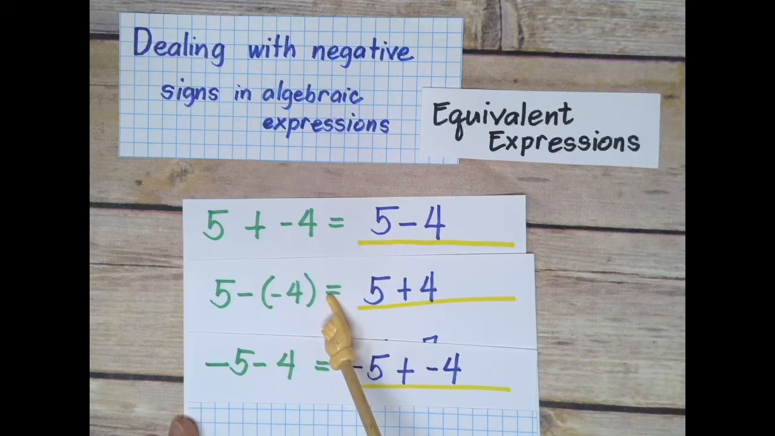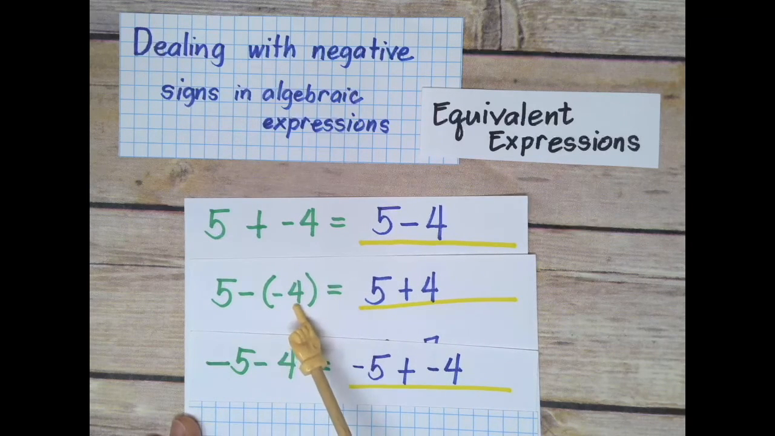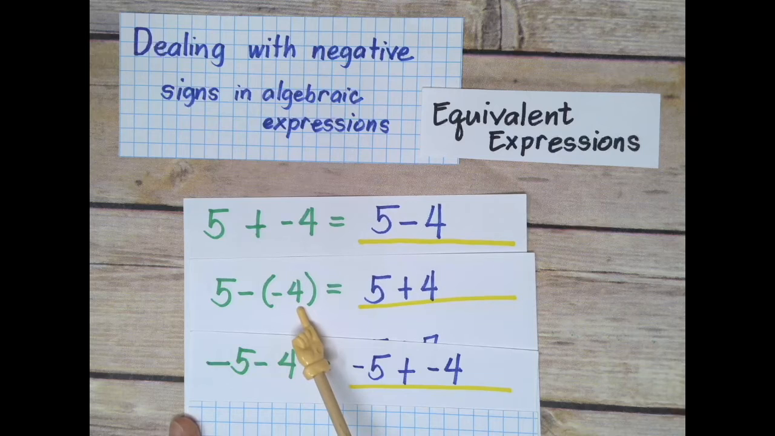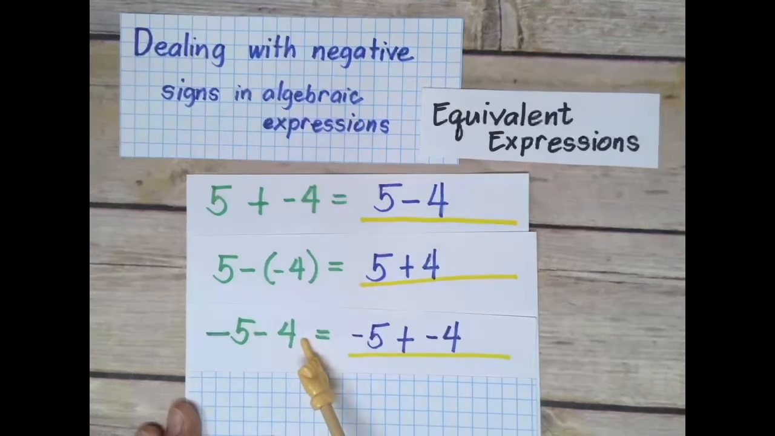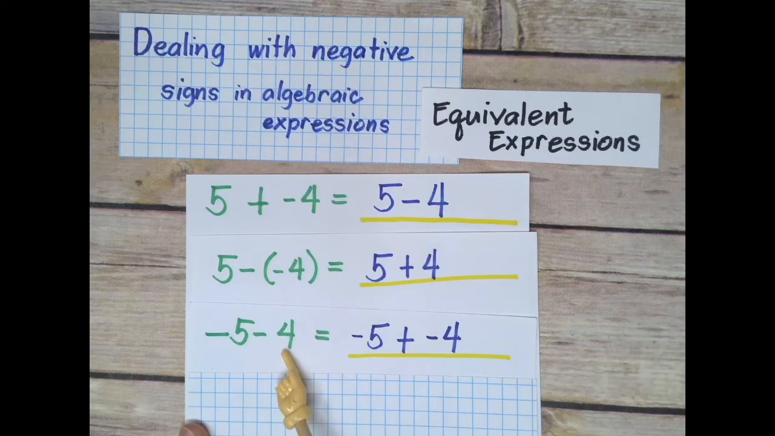And then if you're subtracting a negative number from another number, it's simply equivalent to adding to the minuend the opposite of the negative number that you are subtracting. And lastly, if you are subtracting a positive number from a negative number, it is equivalent to adding the opposite of that positive number, which is the negative.